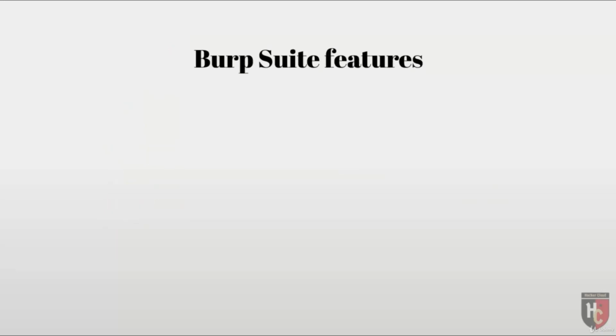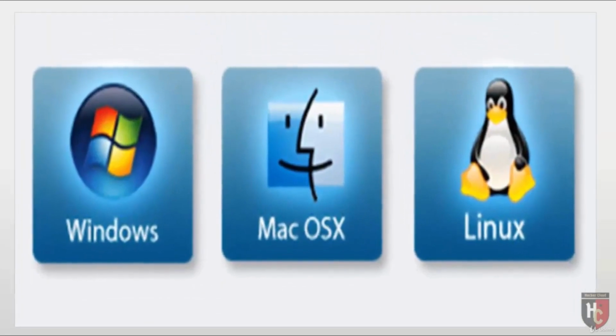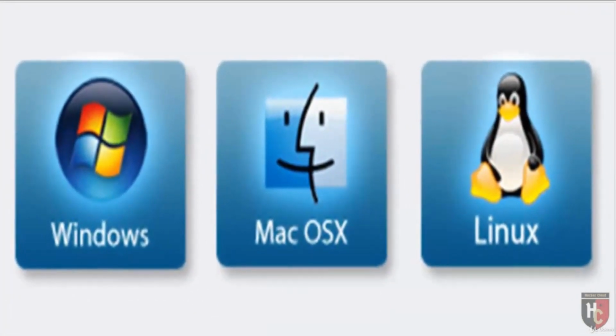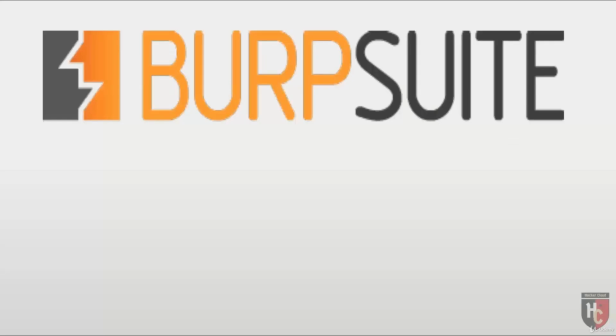Let's talk about Burp Suite features. One of the most important features of Burp Suite is the interception proxy tool. So why is it called an interception proxy tool? You will come to know in the next lectures. One good news is that Burp Suite is available for all operating systems: Mac OS, Linux OS and Windows OS. So now we know what is Burp Suite.